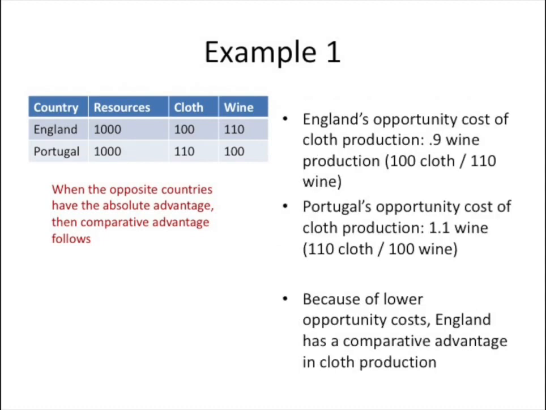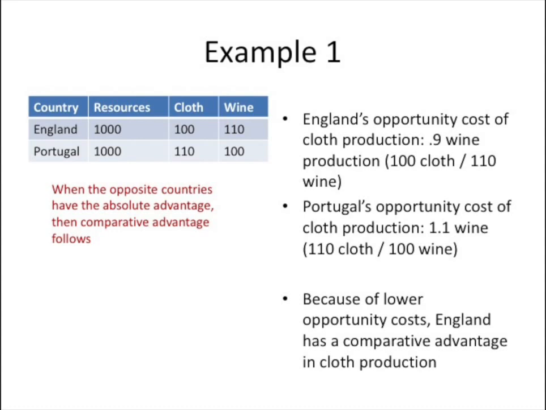Here's the calculation of opportunity cost, and again we have to calculate opportunity cost to do a direct comparison of comparative advantage. We're doing this for cloth, England and Portugal, and you see this written on the right hand side of the screen. England's opportunity cost of cloth production is 0.9 wine production. To produce one cloth, they have to give up 0.9 wine.